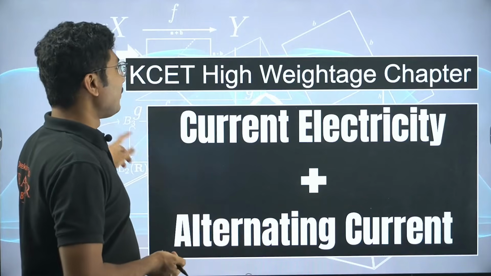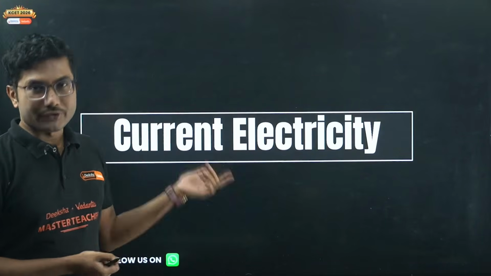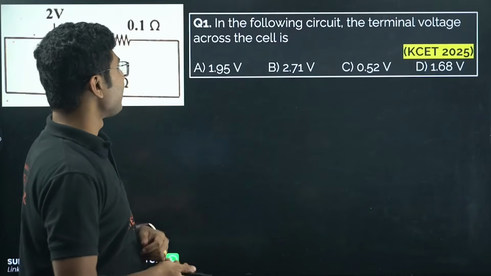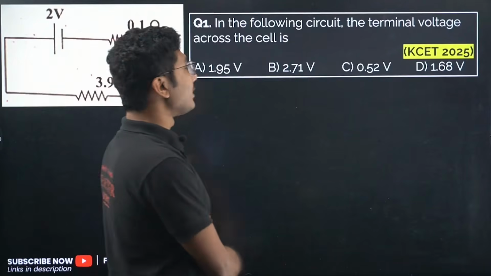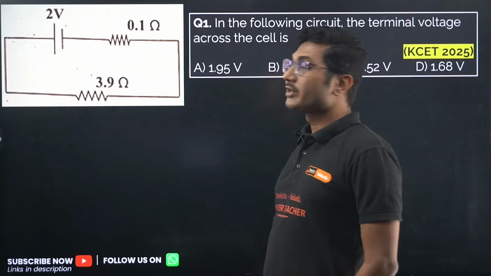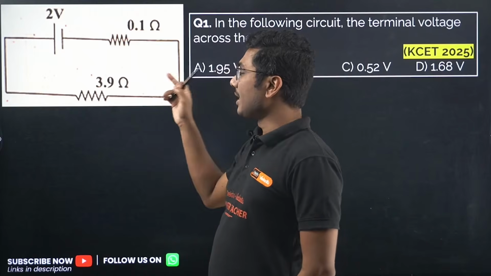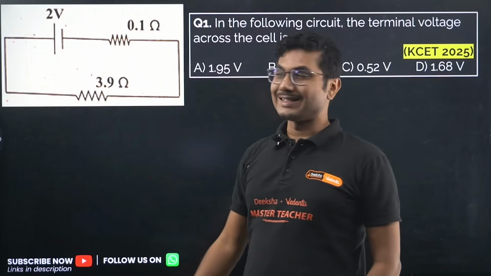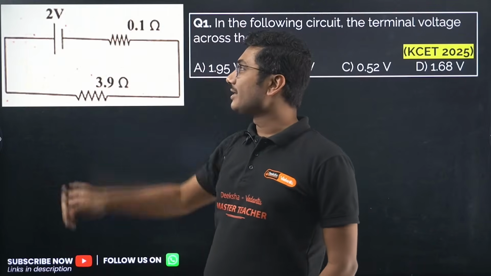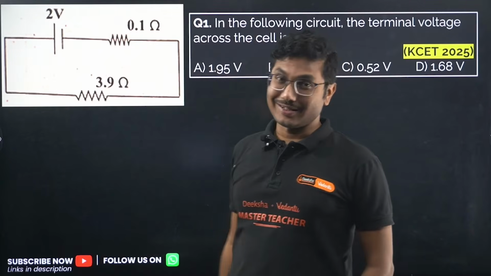Now, first we will be discussing 15 questions of current electricity and 15 questions of alternating current one by one. So current electricity, first question. In the following circuit, the terminal voltage across the cell is. Here there is a circuit diagram and they asked what is the terminal voltage across this battery. Now if there was no external resistance involved, then we could have said that the terminal voltage is directly 2 volt. But you cannot say that terminal voltage is 2 volt because there is an external resistance connected.